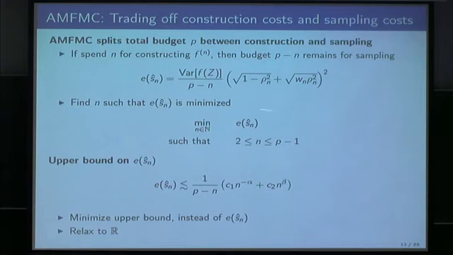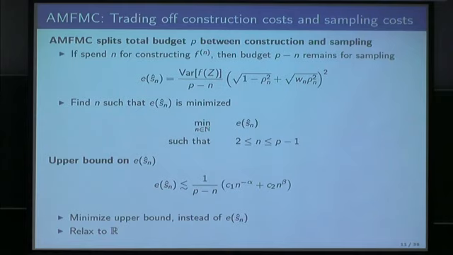So when we look then at the corresponding mean squared error of our AMFMC estimator S hat n, where again n is this parameter that controls the surrogate model, we have a very similar term as on the previous slides, except that now the budget is not p, but it is p minus n, because we spent the first n evaluations on constructing the surrogate model.